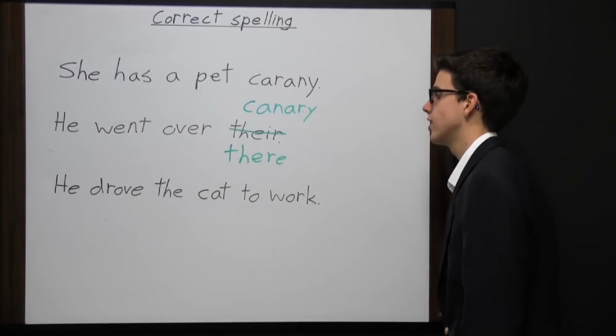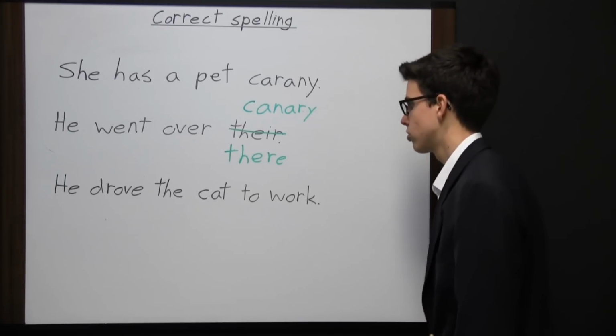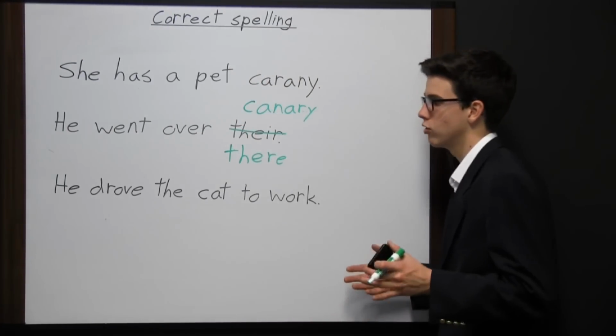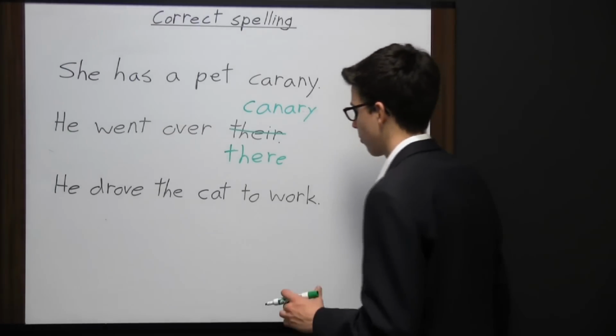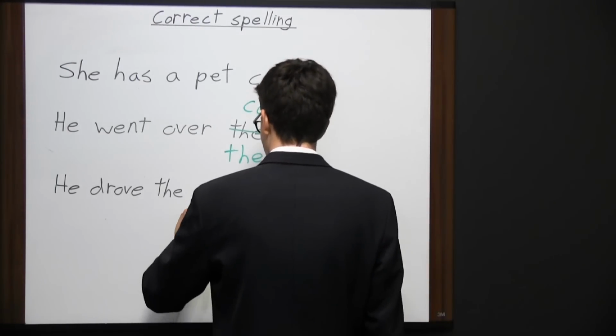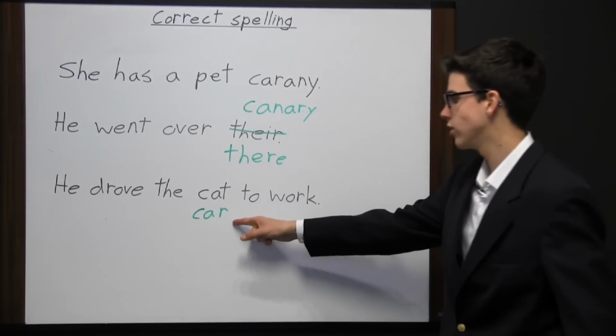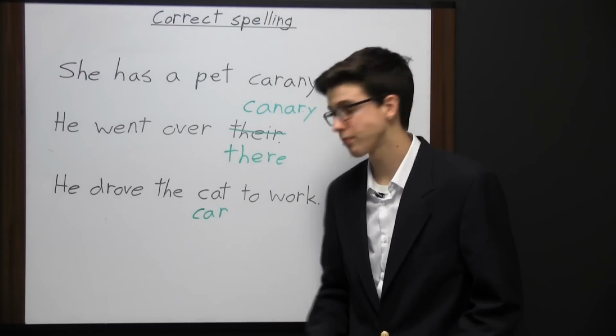And the third sentence says he drove the cat to work. So all of these words are spelled correctly, but the sentence doesn't make sense because how do you drive your cat to work? Well, the problem here is that the author accidentally wrote a T when they meant to write an R. So the word they were trying to use is car.